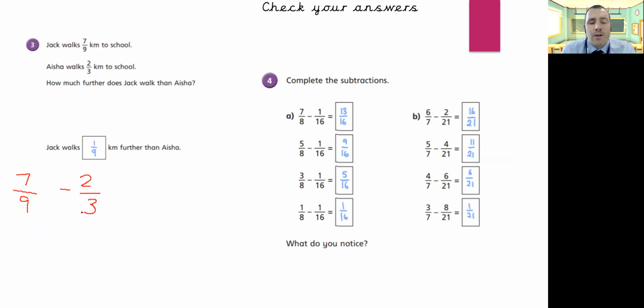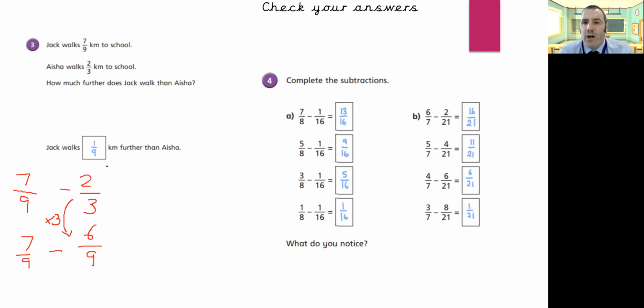Now, obviously, I can't take 9ths and thirds away from each other because they're not equivalent fractions. So I need to make this one into an equivalent fraction. I'm going to do that by multiplying by 3. So I know that 3 times 3 makes 9. So now what I'm solving is 7/9 take away 6/9, which gives us our answer that we've got here.